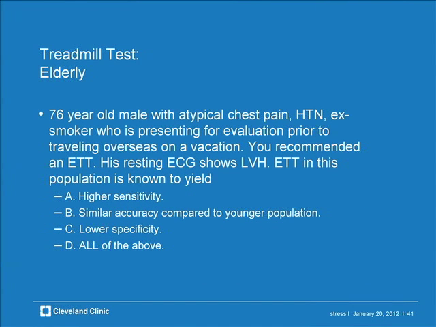The next one is about the elderly, and I'm choosing these specific populations because they focus on them on the boards. 76-year-old male with atypical chest pain, hypertension, ex-smoker, presenting for evaluation prior to traveling overseas on vacation. You recommend an exercise treadmill test. His resting EKG shows LVH. Now, you have to keep in mind that exercise treadmill test in this population is known to have a higher sensitivity, similar accuracy compared to younger population, lower specificity, or all of the above.